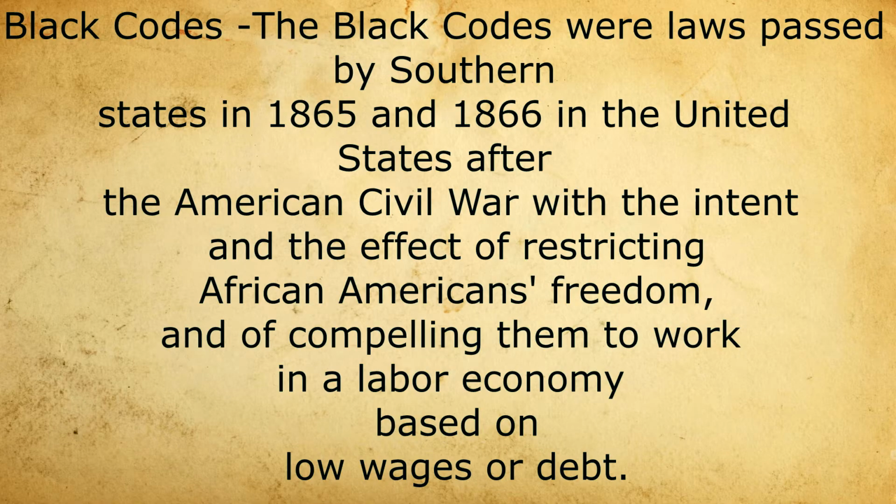The Black Codes. The Black Codes were laws passed by Southern states in 1865 and 1866 in the United States after the American Civil War with the intent and effect of restricting African Americans' freedoms and compelling them to work in a labor economy based on low wages and debt.